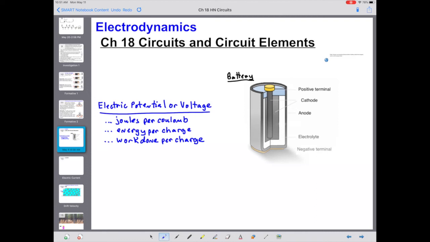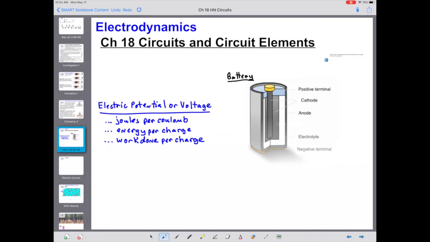Welcome back to physics. This week we're going to ponder electric circuits. So kind of picking up where we left off last week with electrostatics. The one concept that we're going to pull strongly over besides basic use of charges is the idea of electric potential or voltage. So recall that means joules per coulomb, energy per charge, or work done per charge.